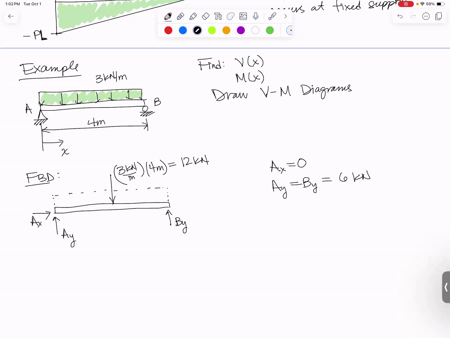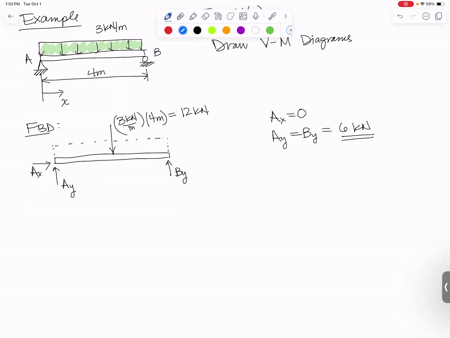You can find that by summing moments about A or B to find one of them, and then summing forces in the Y direction to find the other. We're going to go back to our original picture, and we're going to go over this arbitrary distance X, and we're going to cut the beam open. So we're going to do another free body diagram based on the cut at X.